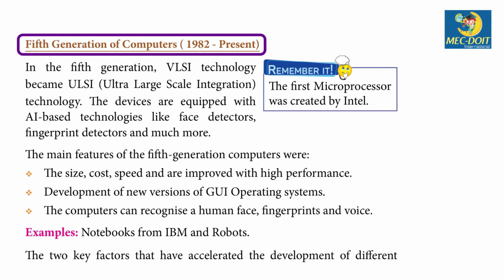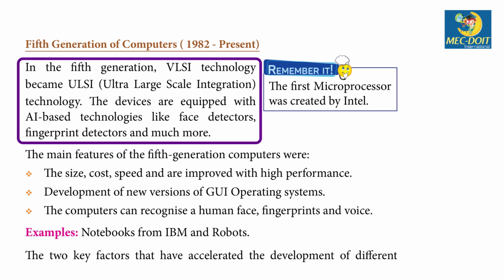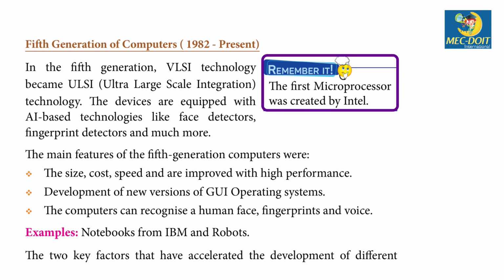Fifth generation of computers, 1982 to present. In the fifth generation, VLSI technology became ULSI, Ultra Large Scale Integration technology. The devices are equipped with AI-based technologies like face detectors, fingerprint detectors and much more. Remember it! The first microprocessor was created by Intel.